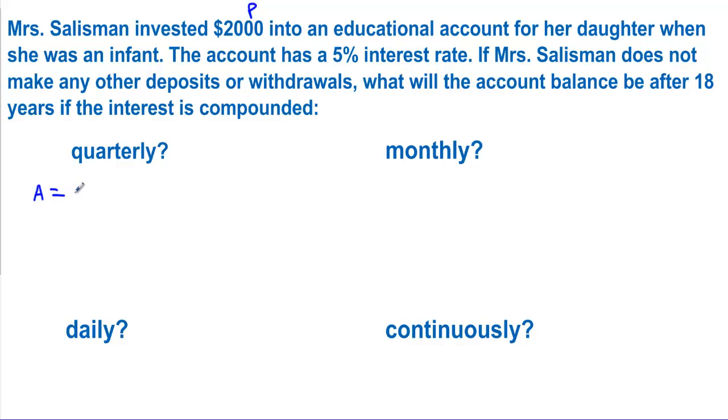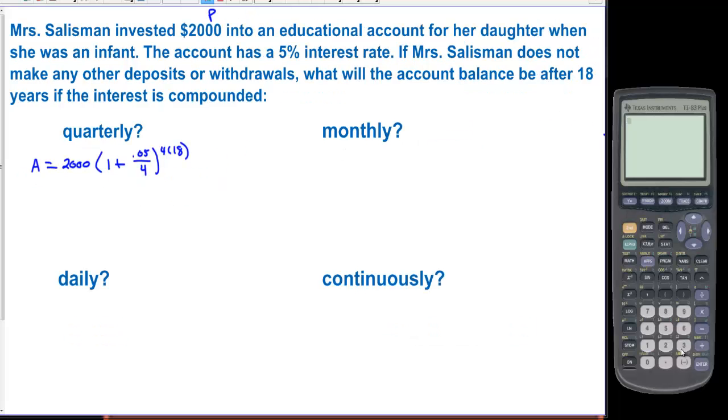So we're looking for the amount in the account, which will equal $2,000 times 1 plus the rate, which is 0.05, over 4, because this is compounded quarterly, 4 times, raised to the 4 times 18. The t is 18 years. Let's go to the calculator. We have 2,000 times 1 plus 0.05 divided by 4, and we're going to raise that to 4 times 18. And we have $4,891.